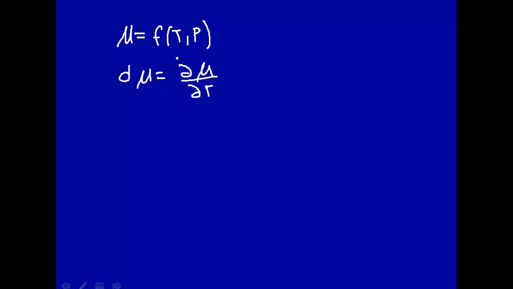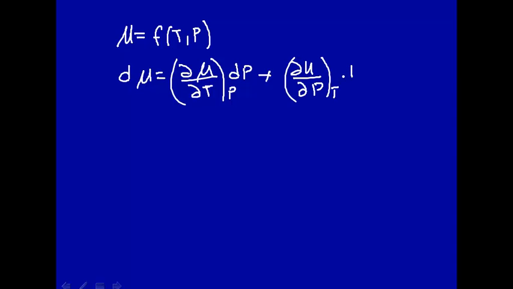All right, so let's start out. Mu is a function of temperature and pressure. Note that we do not have the number of moles in here because this is a partial molar quantity. We've taken care of that. So like we've done for free energy and Helmholtz free energy and all those other things, we say that d mu will be how mu changes with temperature at constant pressure times dT plus how mu changes with pressure at constant temperature times dp.